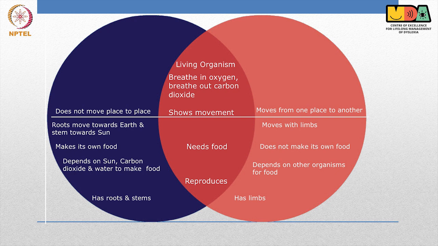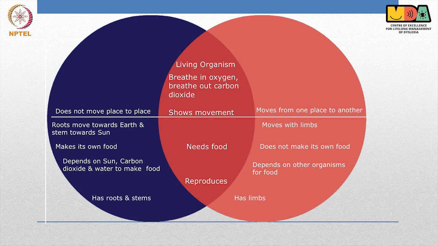Next is about food. Both require food. So, they need food will go right into the common area, but the way they require food or the way they prepare their food would be different. So, plants make their own food, whereas animals do not make their own food. This is by inference. So, plants make their own food using carbon dioxide, sunlight and chlorophyll, which is the green pigment, but here it depends on other plants and animals for its food.